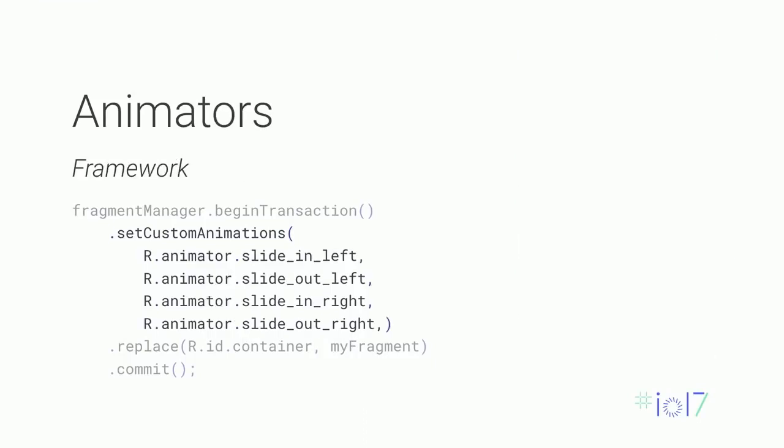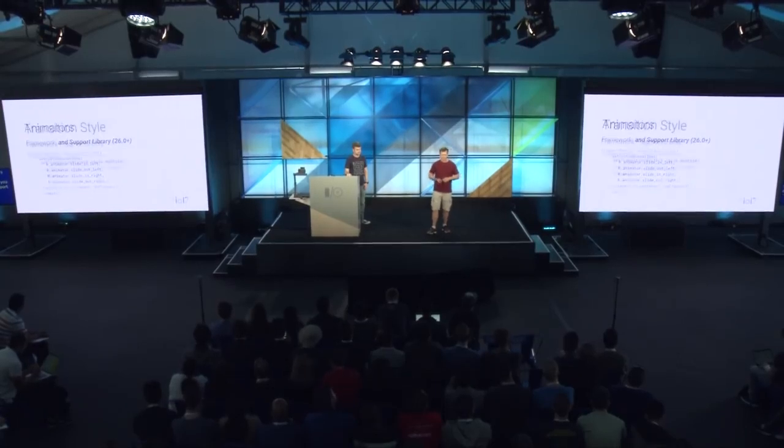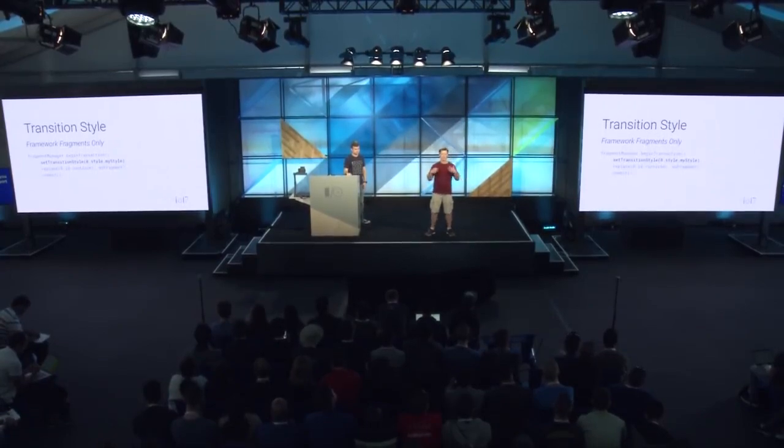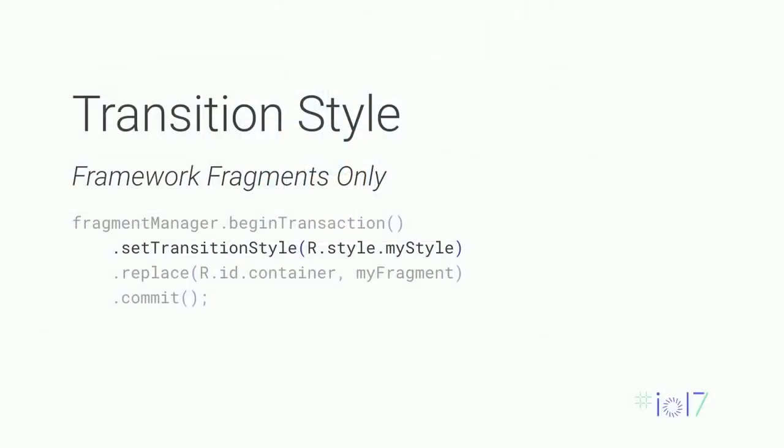Now, if you're working with the framework fragments, you can do the same things with animators, but they provide even more benefit because now you can animate any property on the view. It means you can have some really custom animations, whatever you want to do. It's great. And what's better is now you can also do that in the support library. Transition style is also added for the framework so that you can set your animators in a style.